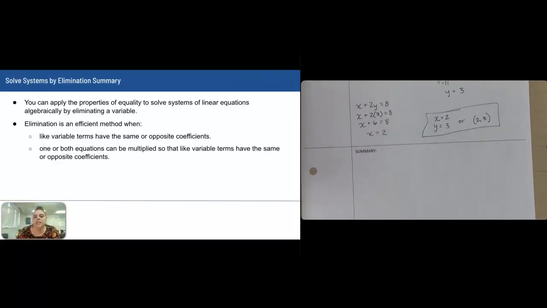Don't forget to complete your summary. You can apply the properties of equalities to solve systems of linear equations algebraically by eliminating a variable. This is an efficient method when you have like variable terms that have the same or opposite coefficients, or when one or both of the equations can be multiplied so that the like variable terms have the same or opposite coefficients.